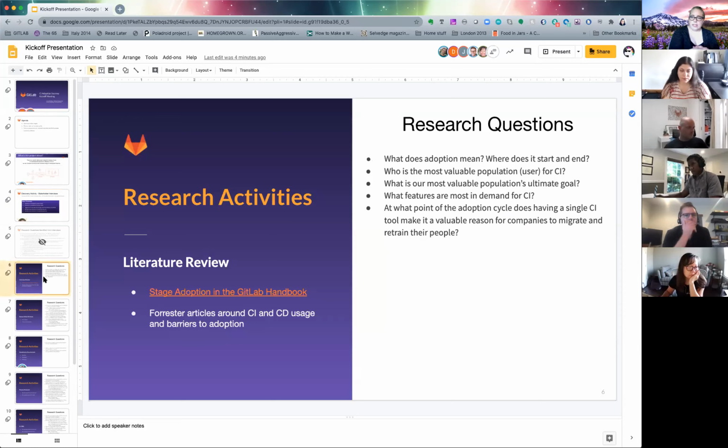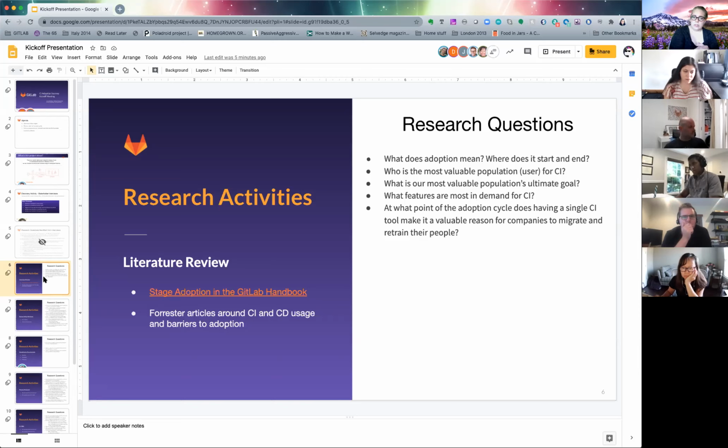So the first activity that we're going to undertake is a literature review. This is going to consist of looking in our handbook. What is it that we say about CI, CD? How do we support people in our documentation in using these features? Is there anything missing that we might be able to add, easy low-hanging fruit to put in there?